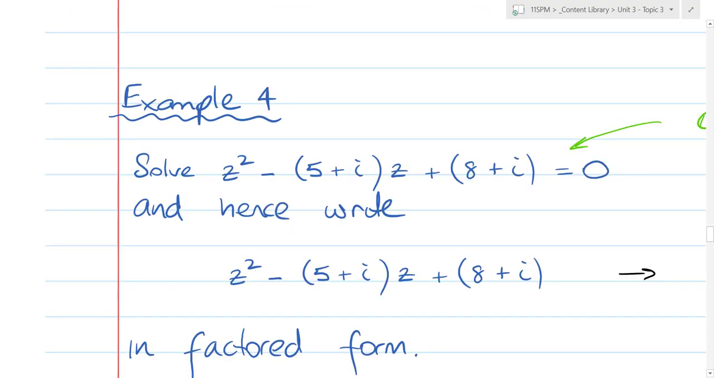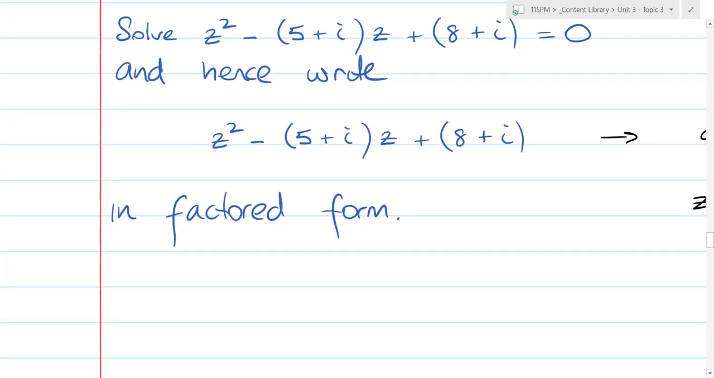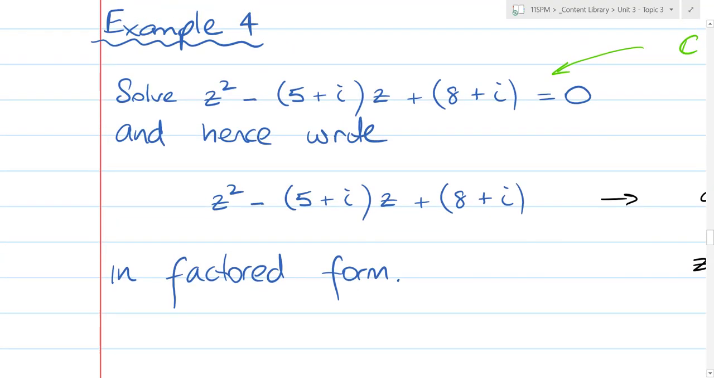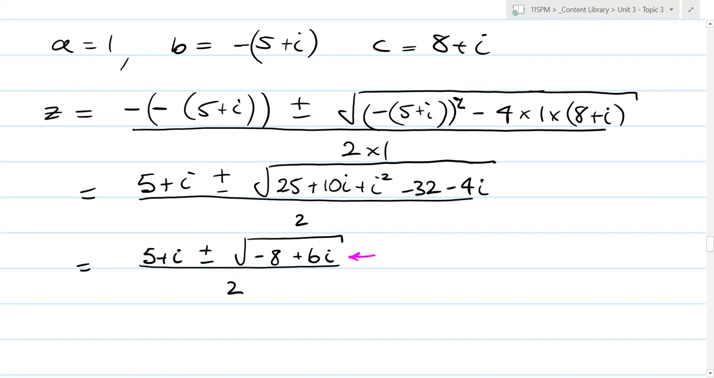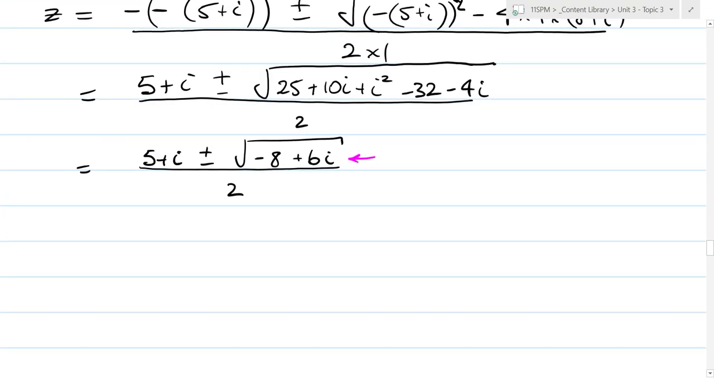If I go back to the question, it doesn't say use analytical methods, but this is me showing as much pen on paper working as I can, not just going straight to the calculator, to solve this as far as I can. So you could do that square root if you wanted to. I'm going to choose not to. I got 5 plus i plus or minus, and I'm going to do the square root on here.